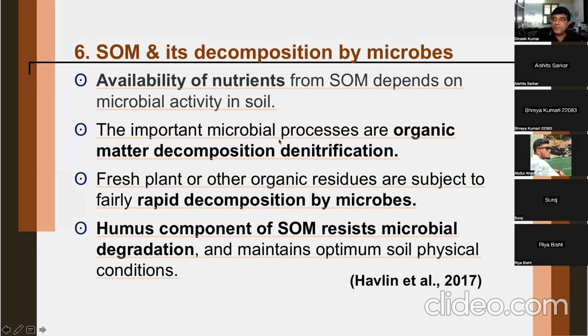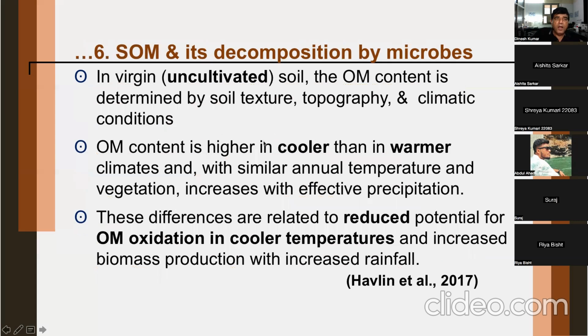Fresh plant or other organic residues are subject to rapid decomposition, and they release the nutrients. It also helps in 2 ways. One is that it is the source of nutrients, and secondly, it gives us humus, which can absorb the ions and keep them for plant availability. In virgin uncultivated soil, the organic matter content is determined by soil texture, topography, and climatic conditions. So we need to see under what conditions we can have higher levels of organic matter in soil so that nutrient availability is improved.